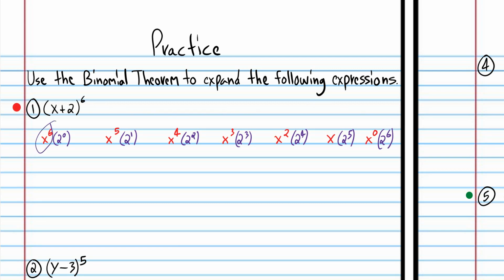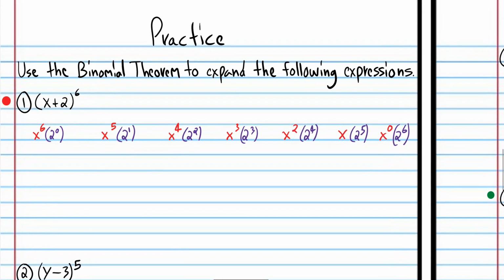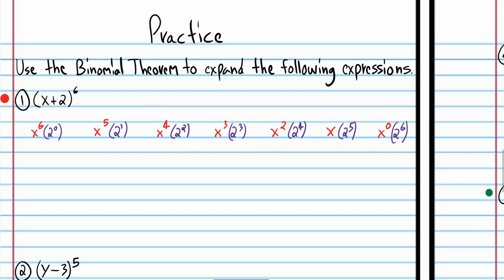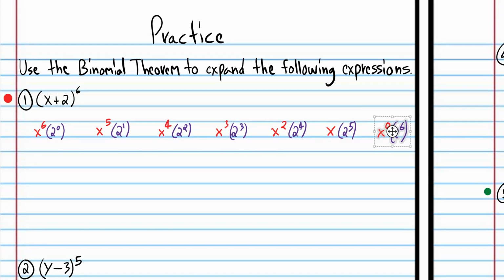And with the x's, we started at 6. So it's important to space all this stuff out because we have more to write. Very important to write small when you are using these big powers here. 6 is a pretty big power to expand a binomial.